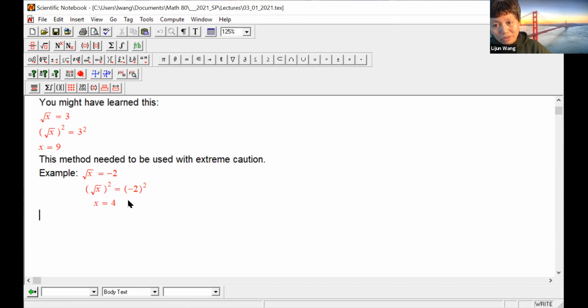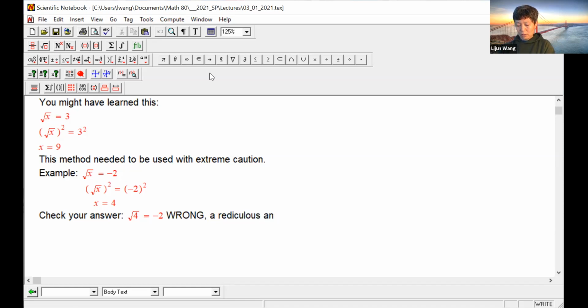But when you check your answer, you take it back to your equation. You get root 4 equals to -2. We know this is wrong. This is what we call a ridiculous answer. This is a ridiculous answer we're getting here. Are you guys with me?